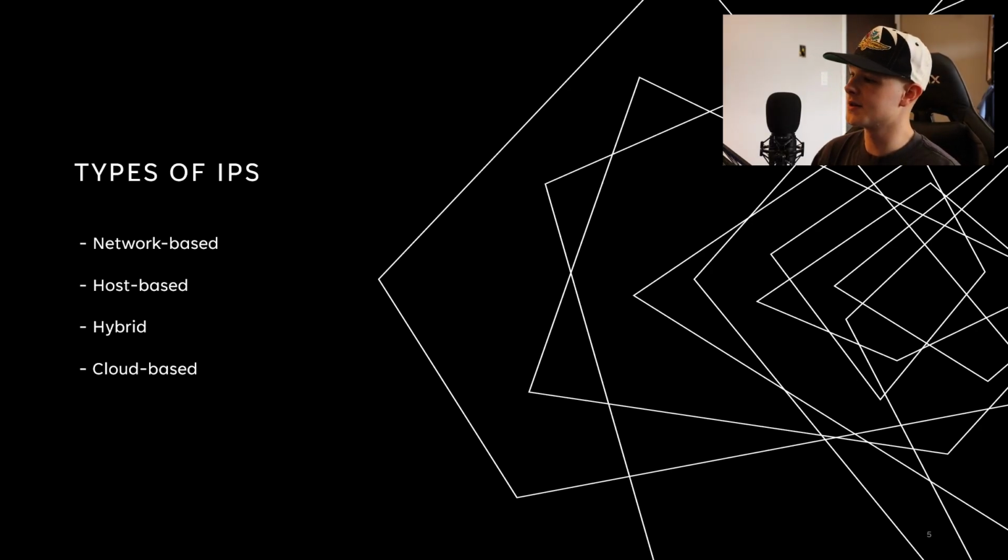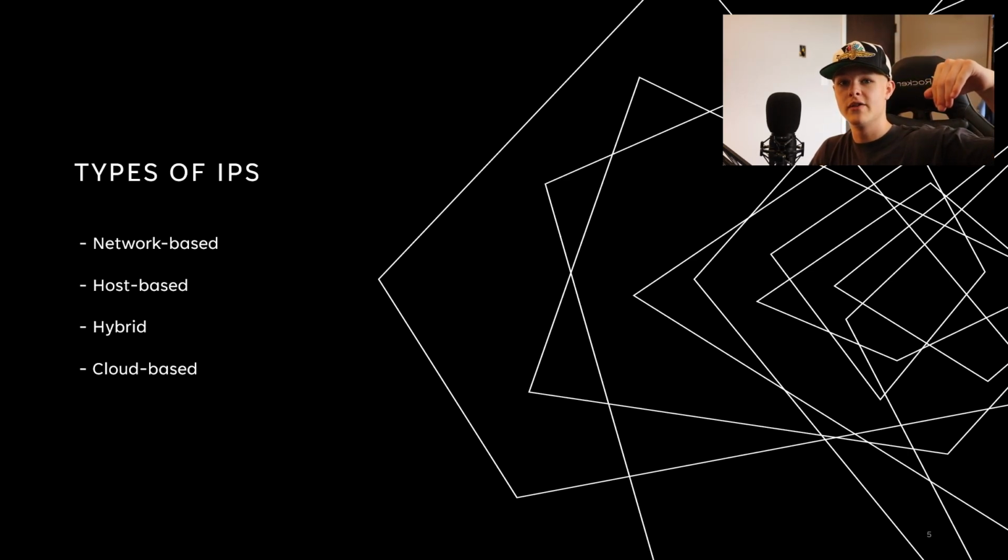Then there's the types of IPS. So there's network-based, which essentially what network-based is, okay, I'm taking the IPS and I'm putting it right in line with you and the rest of everybody else. So it's right smack dab in the middle of the network. Any type of traffic that's coming through can be seen by the IPS.